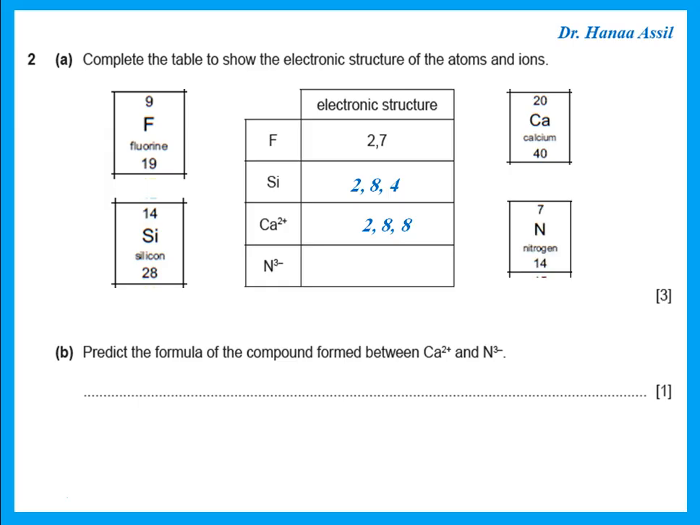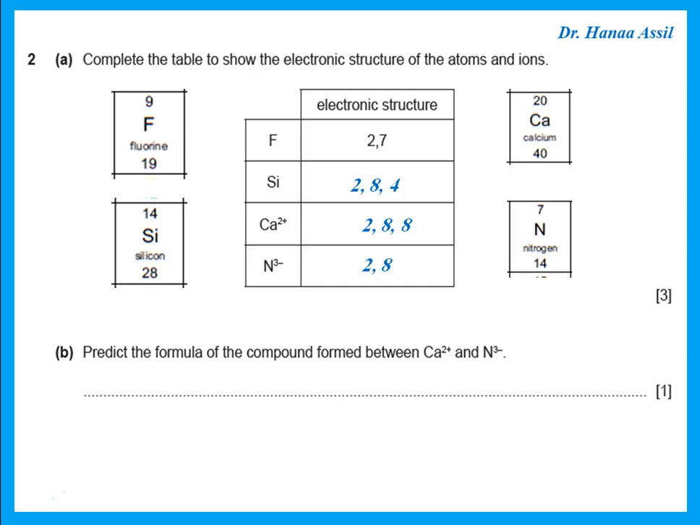N3-. Well, let's look at N. Nitrogen has atomic number 7. So originally it has 7 protons and 7 electrons. But when we say 3-, what does that mean? It means that the nitrogen atom gained 3 electrons. So instead of having 7, it now has 10. Now, how are we going to distribute 10? 2 and 8. Predict the formula of the compound formed between calcium ions and nitride ions.